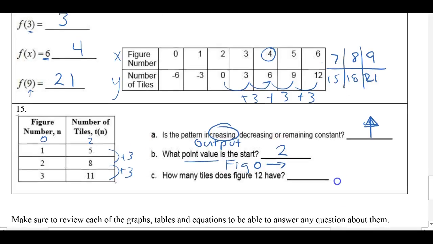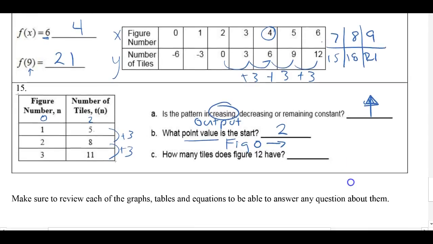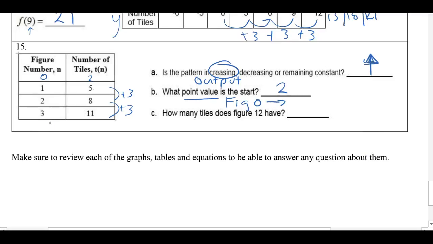Now again, how many tiles does figure 12 have? You can do this two different ways. You can literally list out every number all the way up to 12, and just keep on adding 3 until you get there. That's probably the simple way if you don't remember how to create an equation.